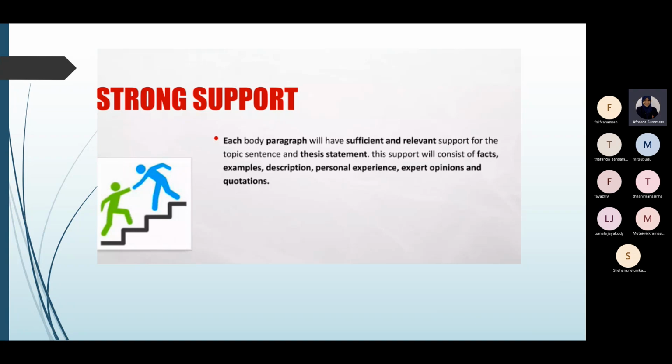Also, you need to have strong support. Every paragraph should have sufficient and relevant support for the topic sentence and thesis statement. This support will consist of facts, examples, description, personal experience, expert's opinion, and quotations. You can put quotations. Like last time Rifka asked, if there is a quotation, let's say of Albert Einstein or whoever, you can put it in quotation. But if that quotation was in somebody else's journal, you give the reference of that journal, not of that author.